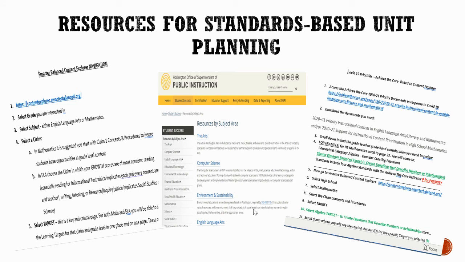Again, in your handouts, you will find the Smarter Balanced Content Explorer navigation handout and a handout providing steps in connecting the COVID-19 priorities from Achieve the Core to the Content Explorer. Use the Content Explorer navigation handout for the next activity, which will assist in the understanding of establishing standards-based targets for your unit of study.